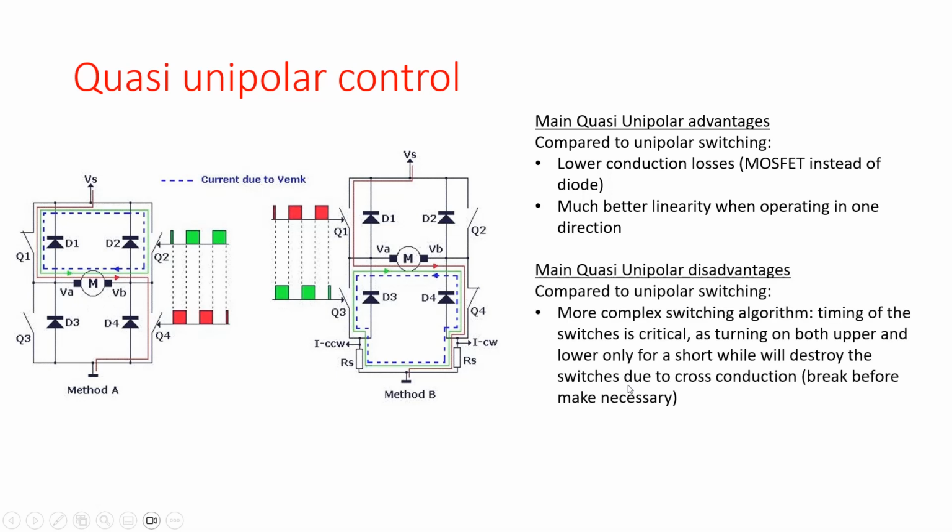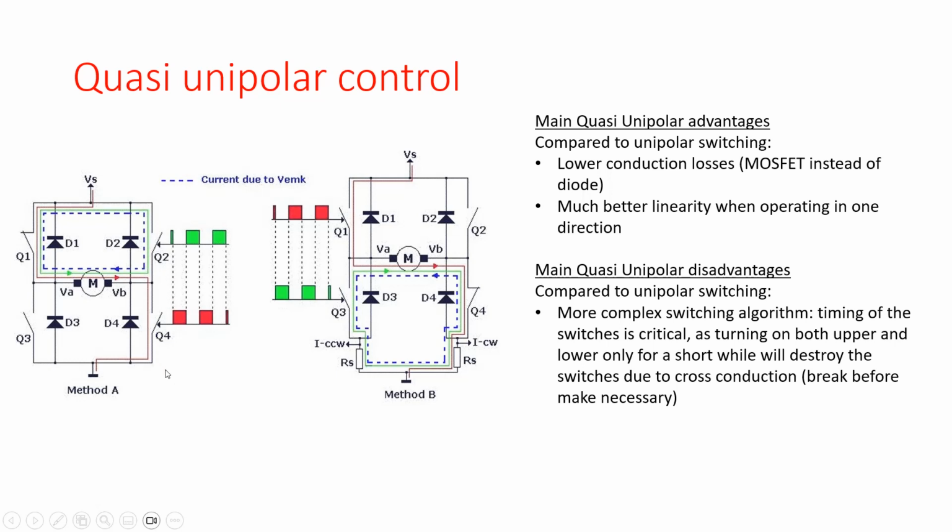The main disadvantage of the quasi-unipolar switching method is that it's a more complex switching algorithm, because the timing of switching Q2 and Q4 is very important. It's crucial because if for some time, for instance, Q4 and Q2 would conduct at the same moment, then we have a low ohmic path over here, which we call cross conduction, and in that case we have a short circuit of the power supply through these two MOSFETs over here, which will destroy that H-bridge.